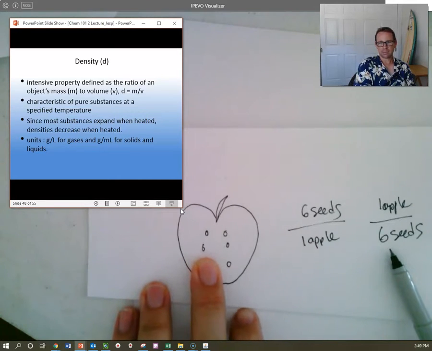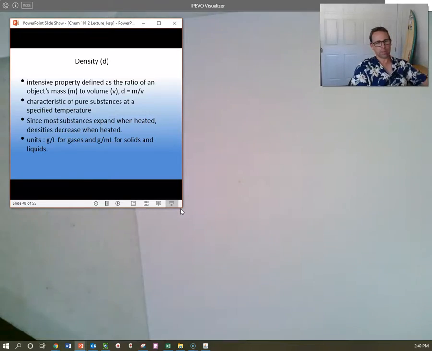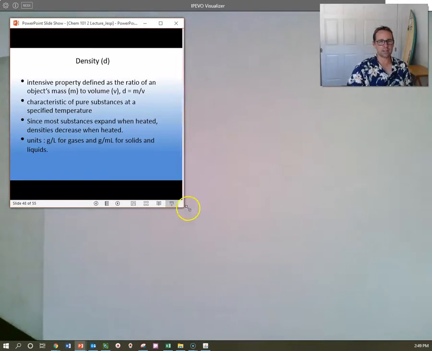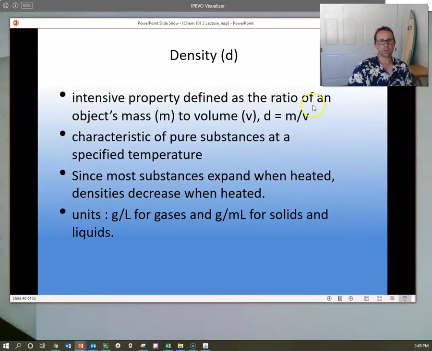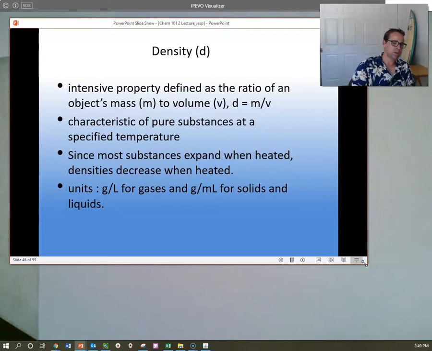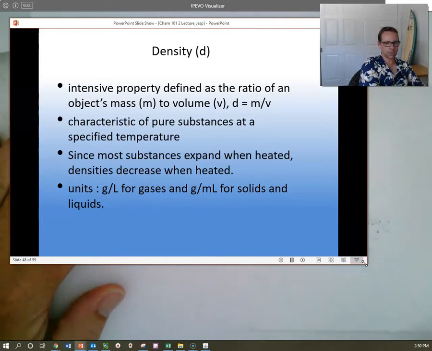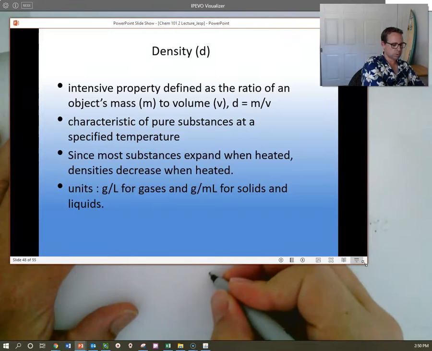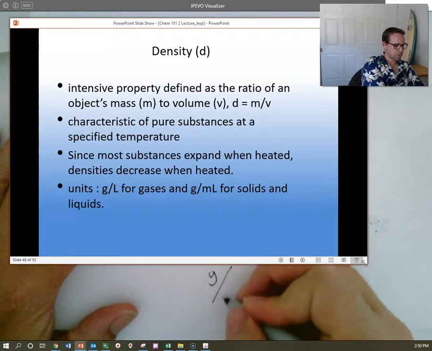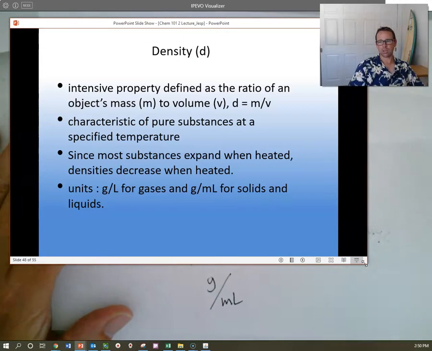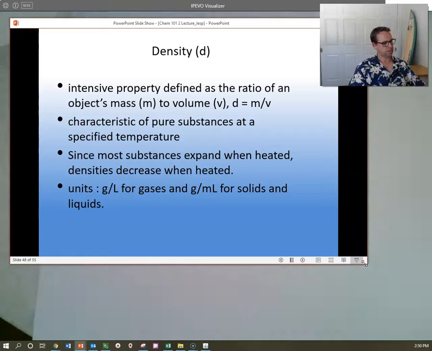So density becomes a conversion factor simply because density is a ratio of an object's mass to the volume. Okay? And typically, the units for mass are grams, and the units for volume are milliliters. So grams per milliliter are typical units for density. All right?